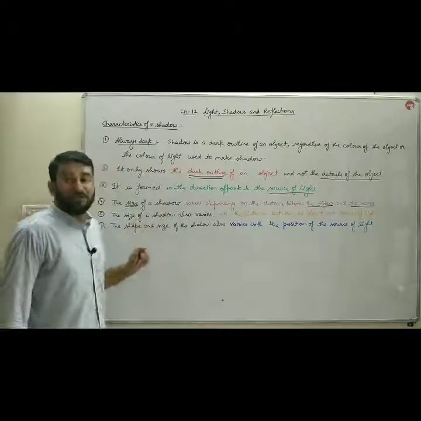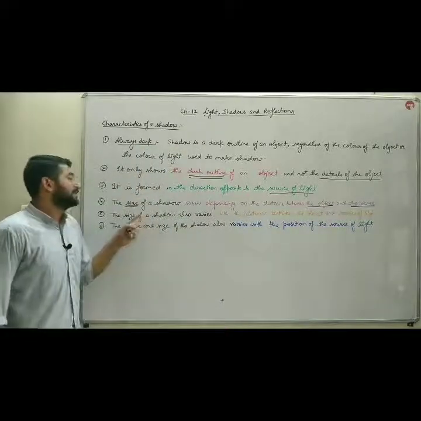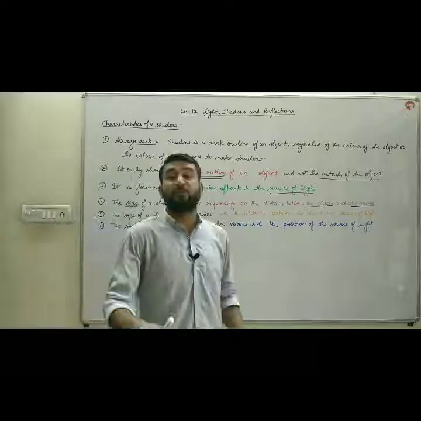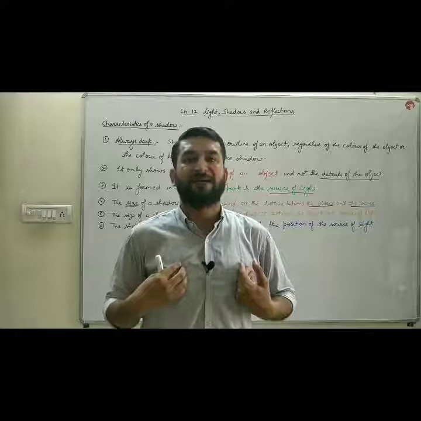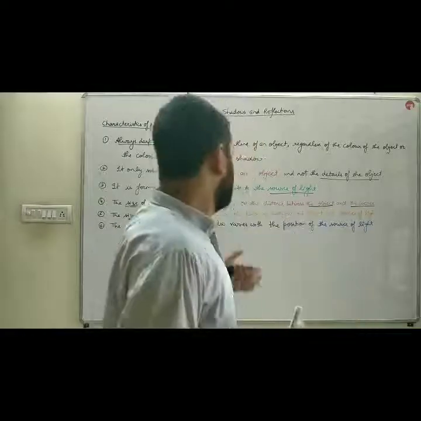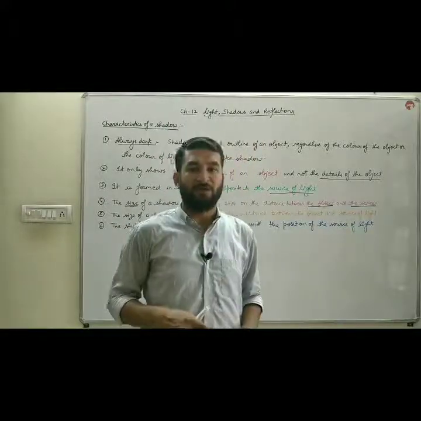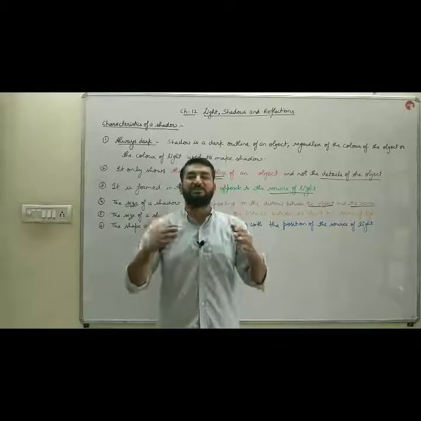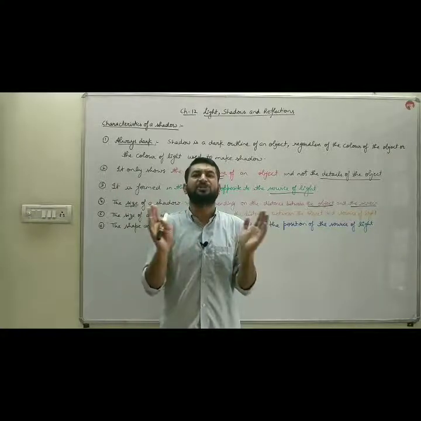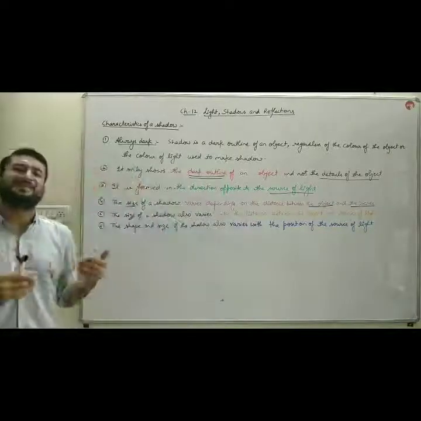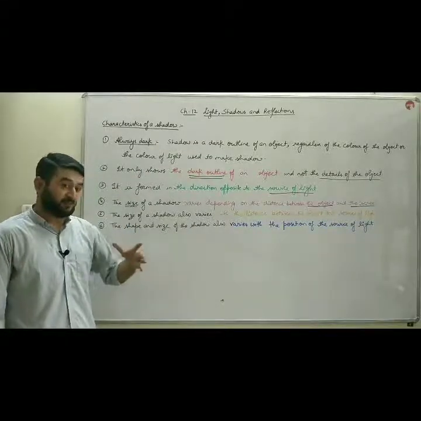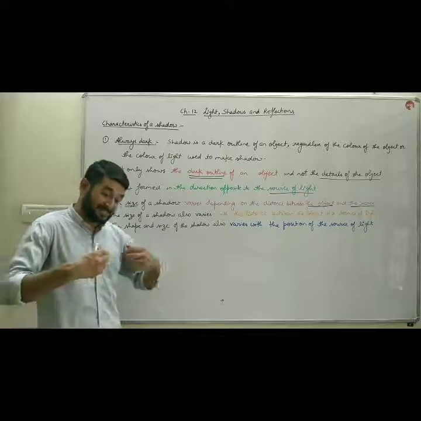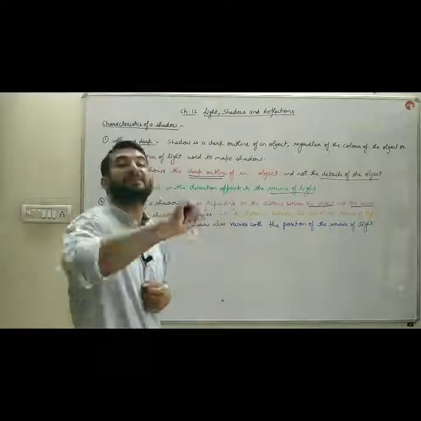And the second one, the size of the shadow varies with the distance between the source of light and object. If I come closer, the shadow will become longer, and if I go away, the size of the shadow changes. So the size of shadow varies with the distance between the object and the screen, and the distance between the object and the source of light.